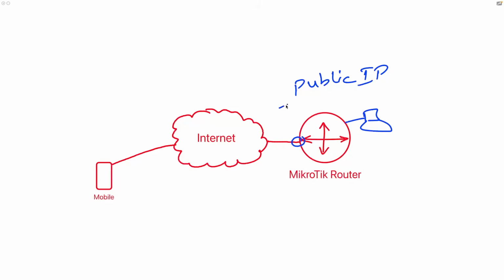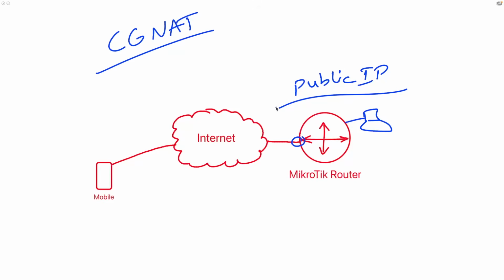But first of all, we need this public IP address here, and some ISPs don't provide public IPs to their users, and they provide internet access via a method called CG-NAT. With this CG-NAT, a single public IP address is shared among a lot of users. So this MikroTik router doesn't have a dedicated IP address. Therefore, this client cannot connect to this network.